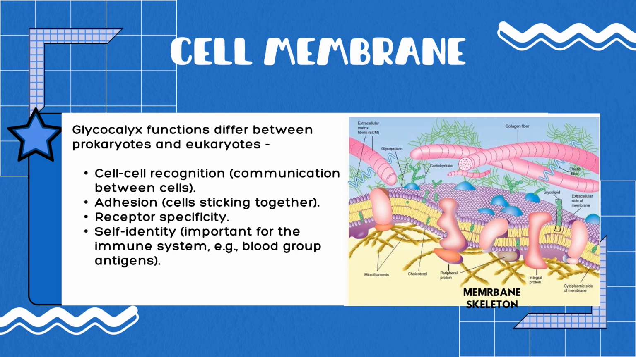And you have receptor specificity. What this means is that there are some carbohydrate molecules found on top of the receptors that help the ligands find them and bind to them, so this is important. And obviously self-identity, like we've mentioned, which is for the immune system. Another thing that I want to mention is the membrane skeleton. As you see in the diagram here, the membrane skeleton is intracellular, and it's made up of actin filaments, and its purpose is just for reinforcing the membrane, not protection, reinforcement.